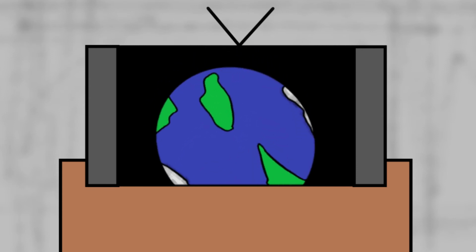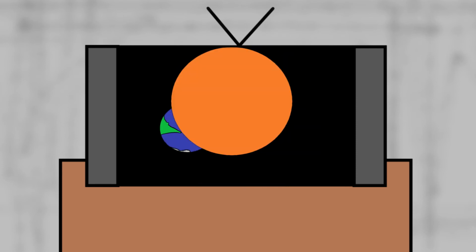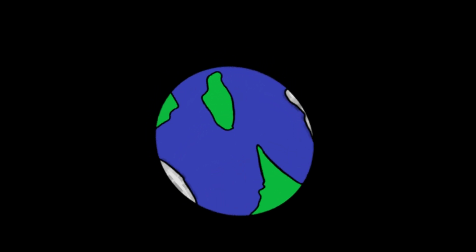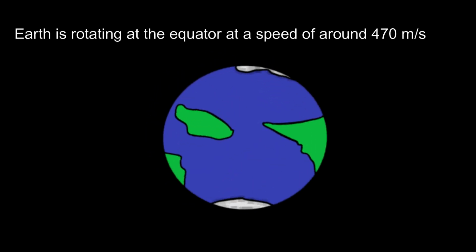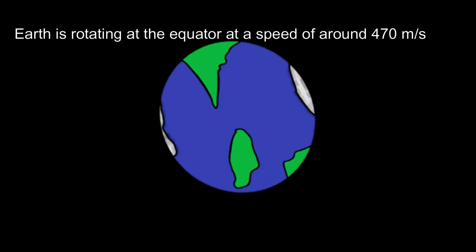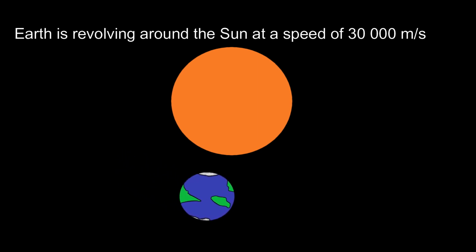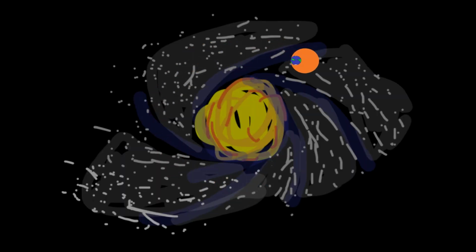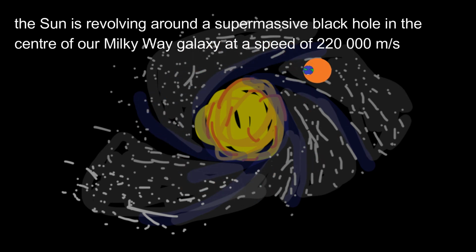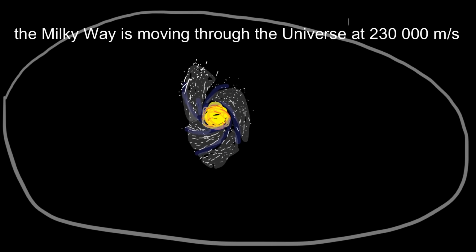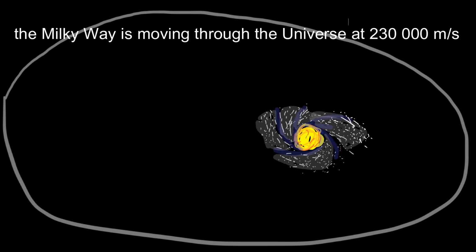If you were paying attention, you'll know that at the beginning of the video, I said even the Earth itself is moving. It's continually rotating and revolving around a gigantic ball of fire. This is indeed true. The Earth is rotating at the equator at a speed of around 470 meters per second. The Earth is revolving around the Sun at 30,000 meters per second. The Sun is revolving around a supermassive black hole in the center of our galaxy at the speed of 220,000 meters per second, and our galaxy, the Milky Way, is moving through the vastness of our universe at 230,000 meters per second.